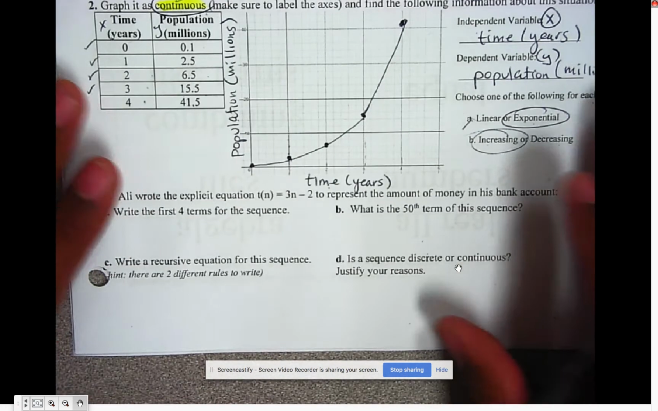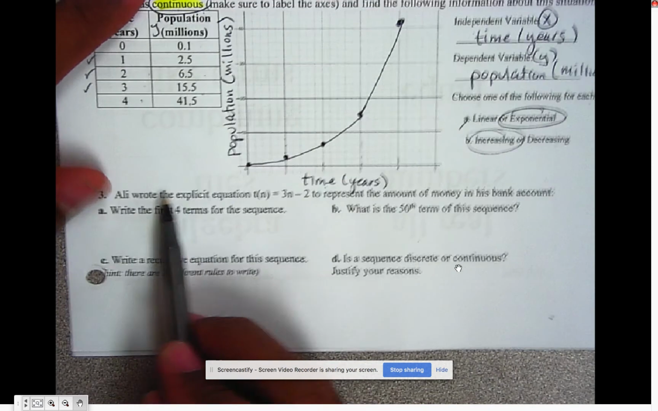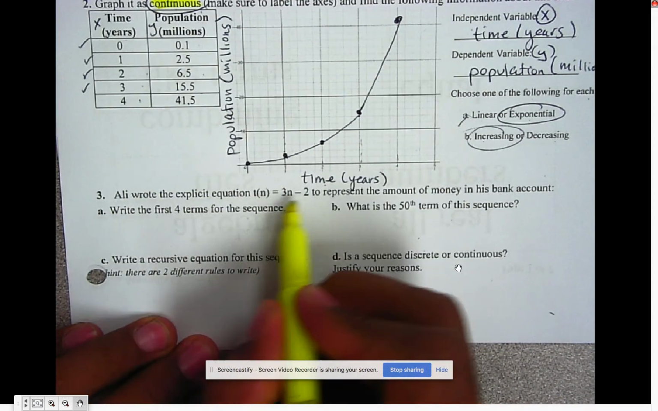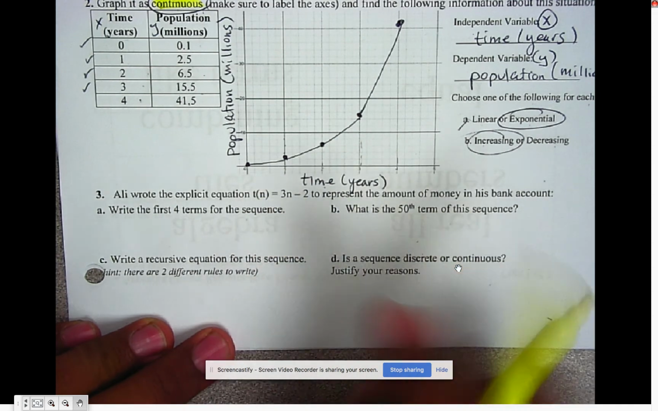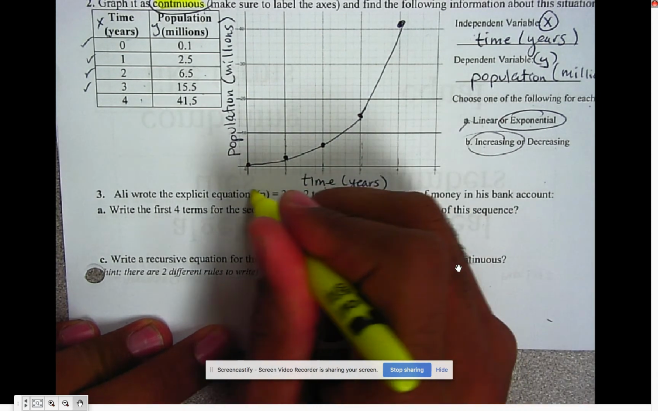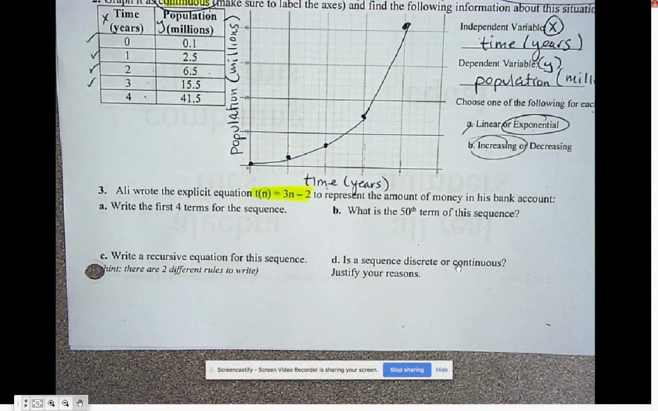Now the last problem on the page, number 3. You'll notice here that it says Ali wrote the explicit equation T of n equals 3 minus 2 to represent the amount of money in his bank account. That's all the information we need right there. There's our equation that we're going to use to answer all these questions. Well, first, what are the first 4 terms of this?